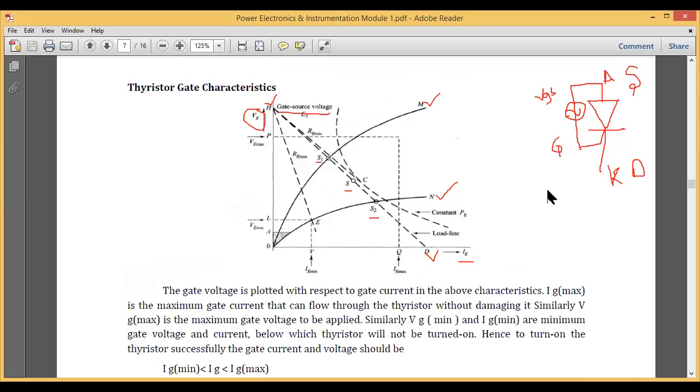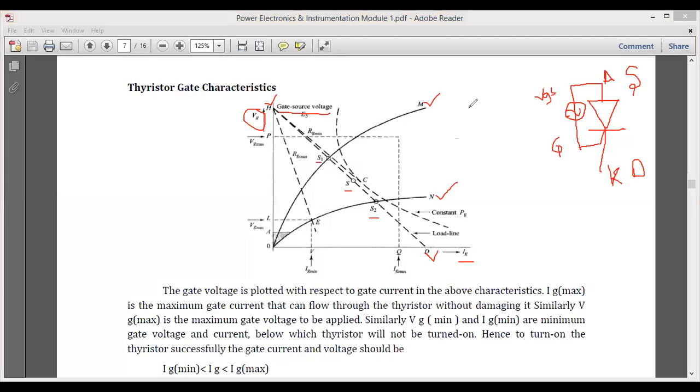Ig versus Vg. The first line says Ig max is the maximum gate current. There is one value here which is represented as Ig max. This Ig max is nothing but your maximum gate current.